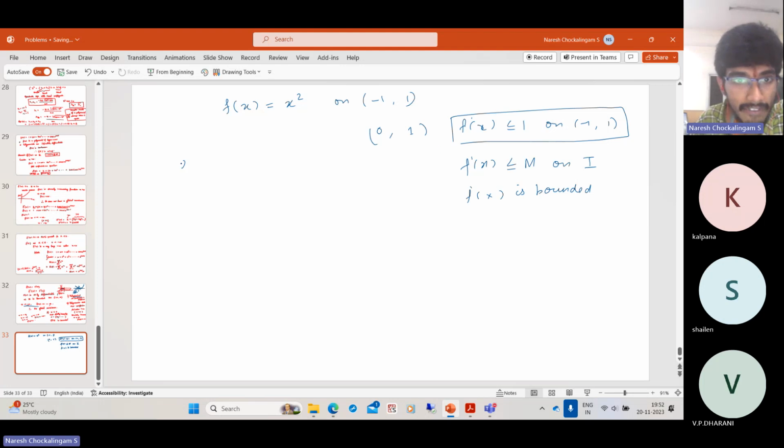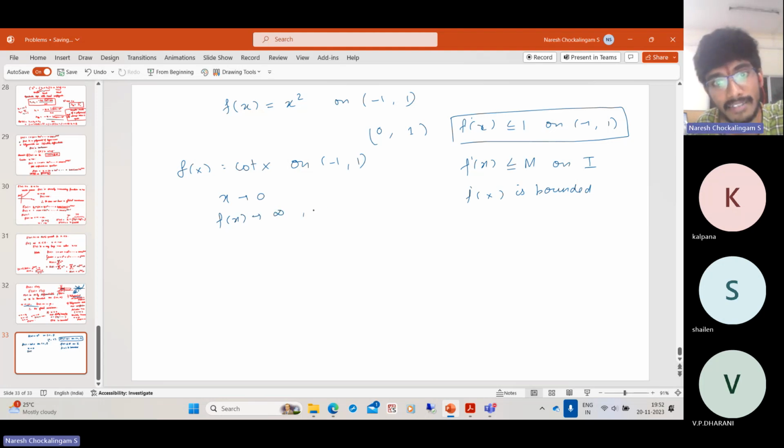On the other hand, if I take f of x is equal to cot x, that is not bounded. So if you take f of x equal to cot x on minus 1 to 1, as x tends to 0, f of x tends to infinity or minus infinity, depending on which side you approach it from. So this function is unbounded. Let us take it as g. G of x is unbounded.